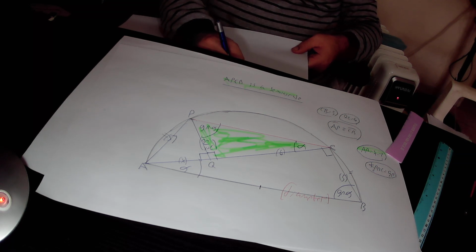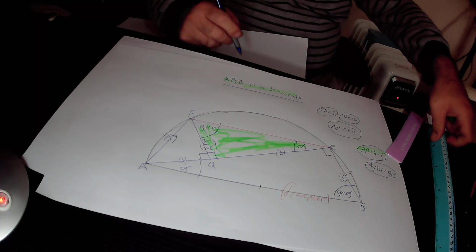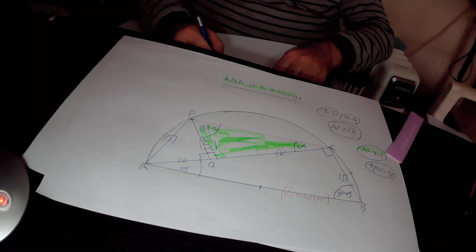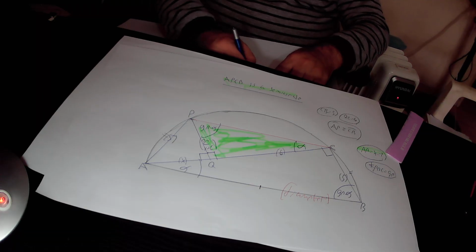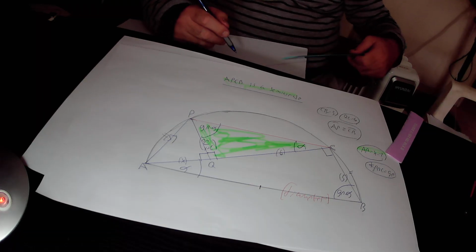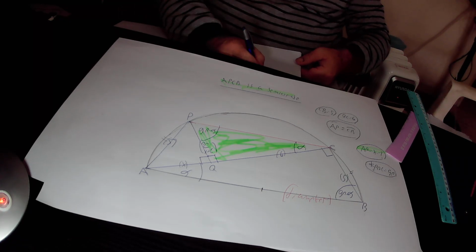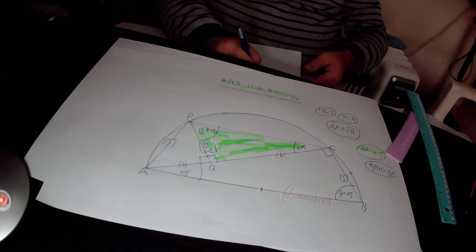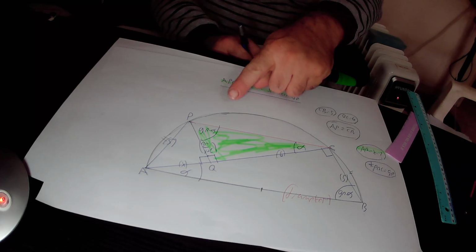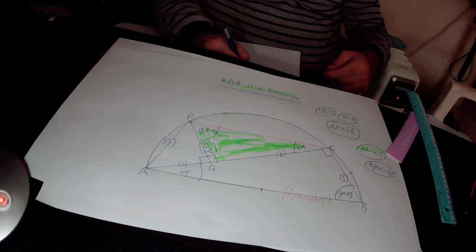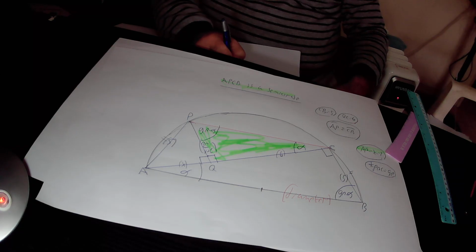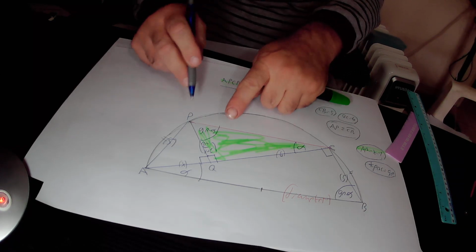Here is the relation for the Pythagoras theorem. In this right triangle AQP, according to the Pythagoras theorem, PA squared, that is the square of the hypotenuse, equals PQ squared plus QA squared.